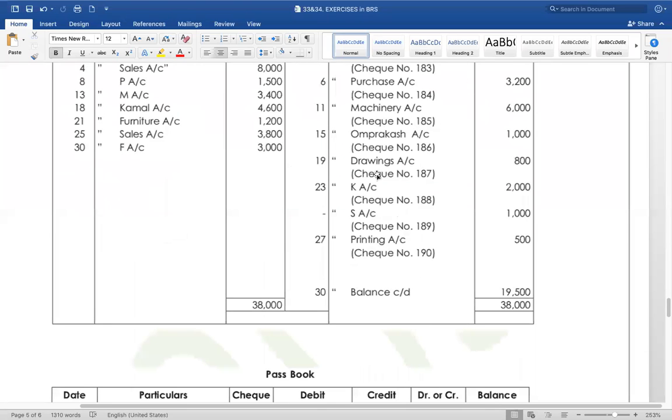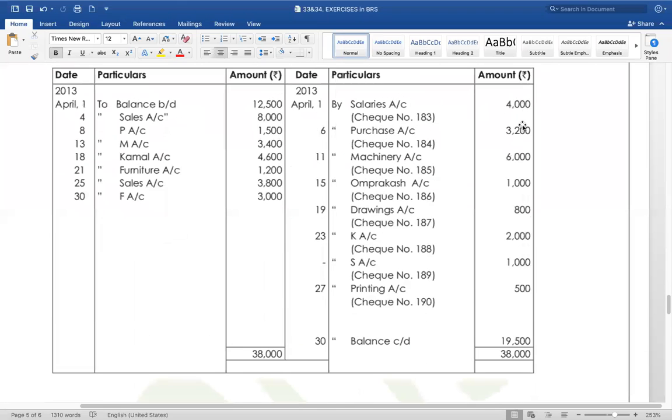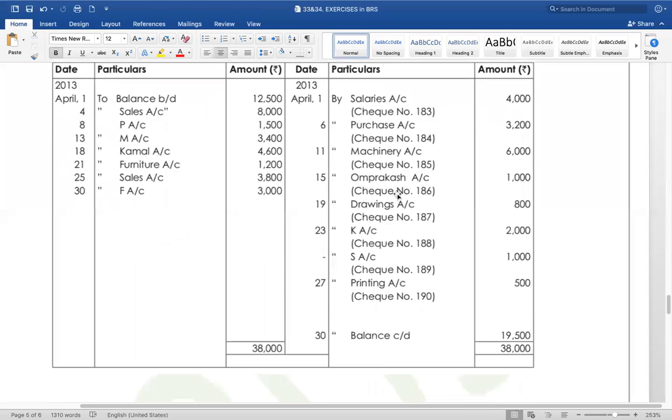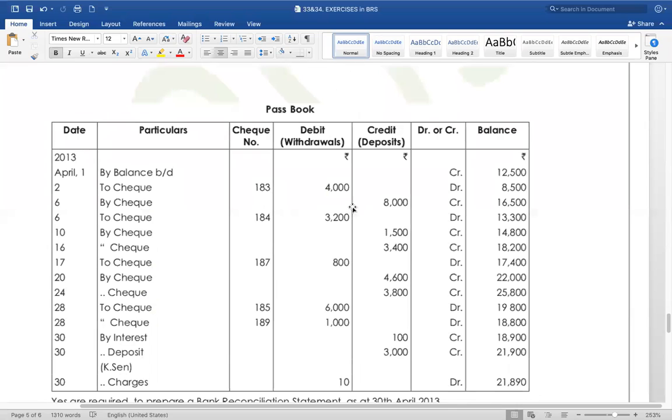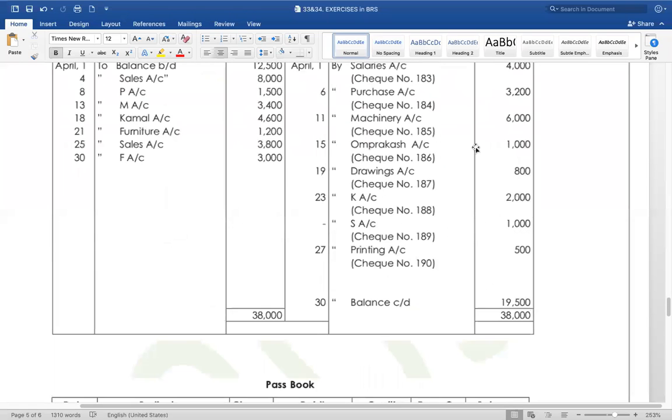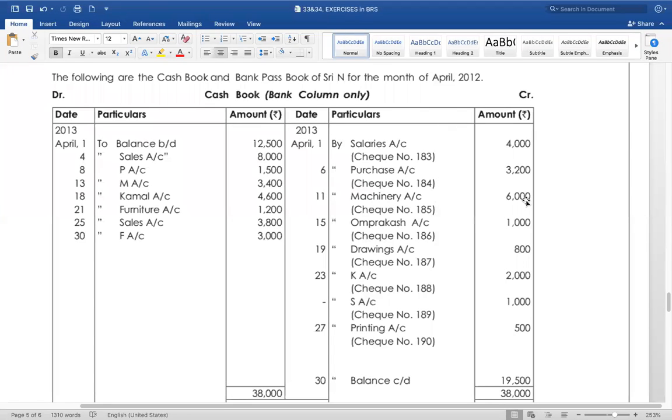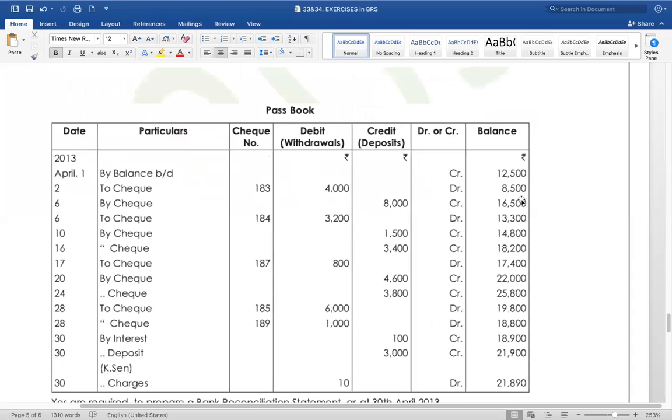Okay. Next is 3,200. 3,200 is here, and there's a check number of 184. It's matching. Yes, sir. Okay. Next is 6,000. 6,000 is there, sir. Check 185 and 6,000.